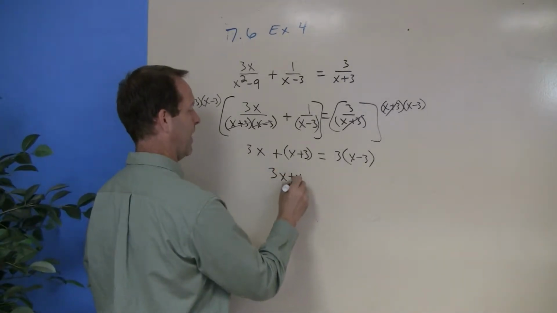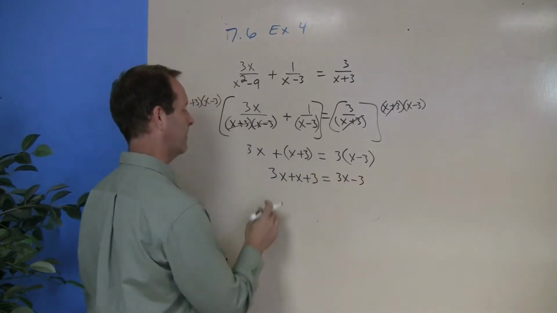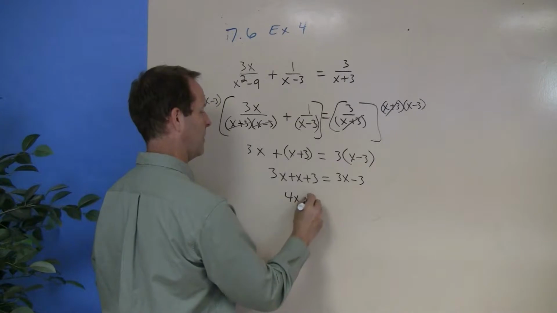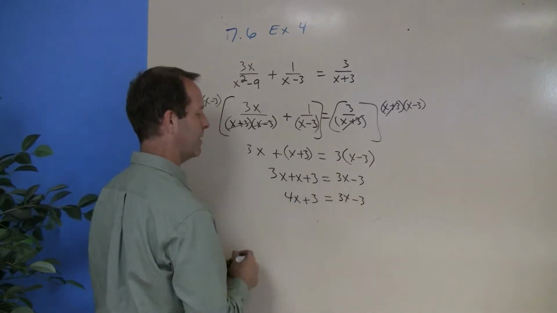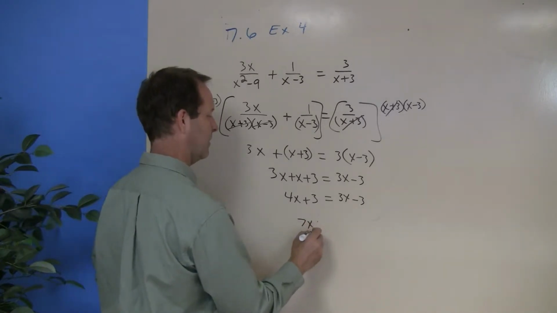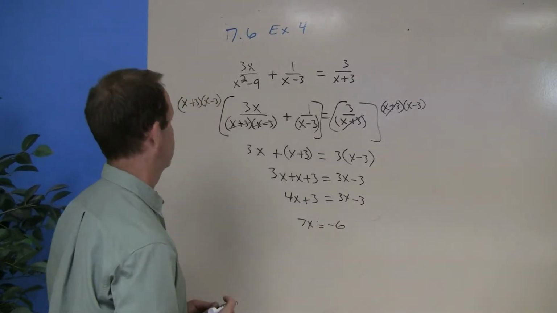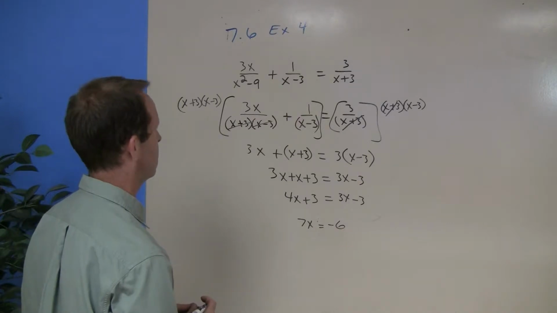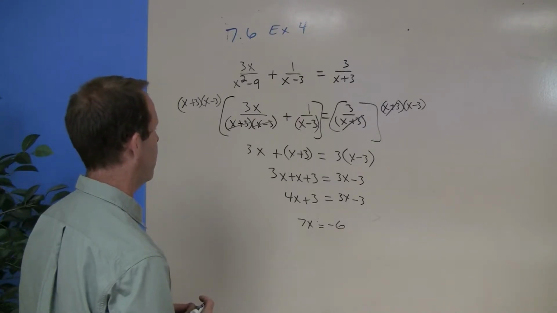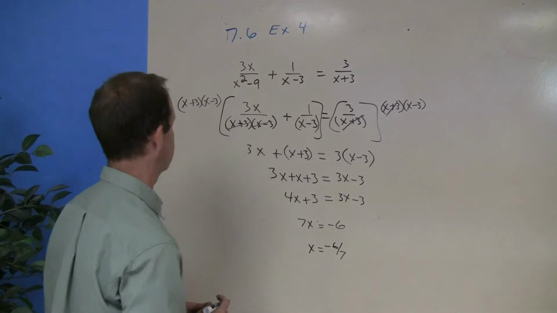3x plus x plus 3 equals 3x minus a 3, 4x plus a 3, combining like terms. Let's add the x's to one side, so I'll have a 7x over there equals a negative 6. Just making sure I got everything, that it looks right. And so x equals negative 6 sevenths.